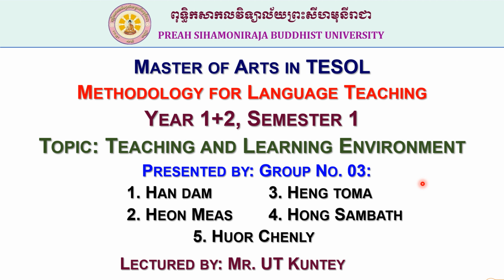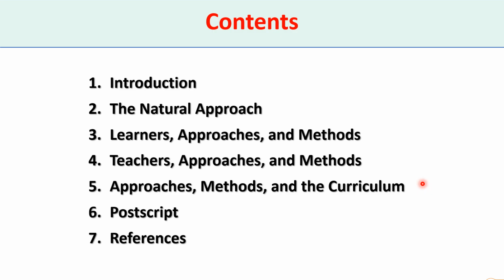Okay, so now referring to the seven contents of the teaching and learning environment, group 3, can you identify the words curriculum, method, approach, teacher, and learner? Can you identify these words and give each an example as well? So please.